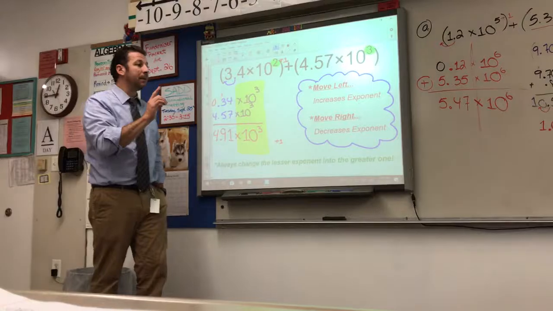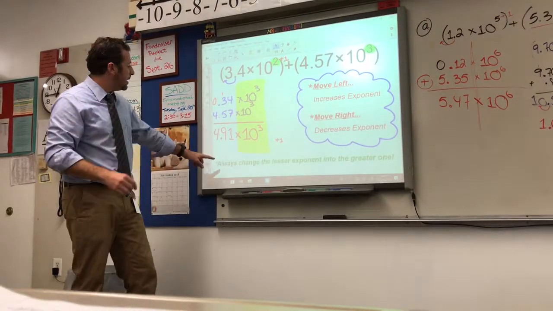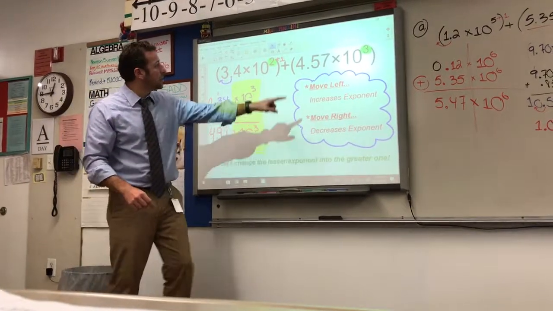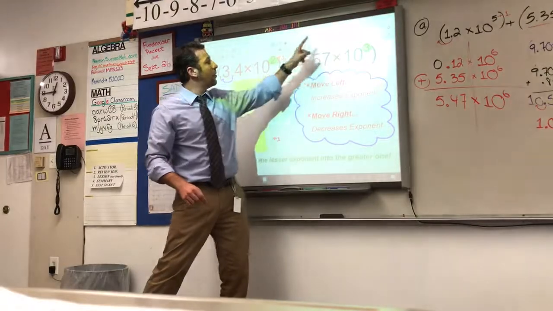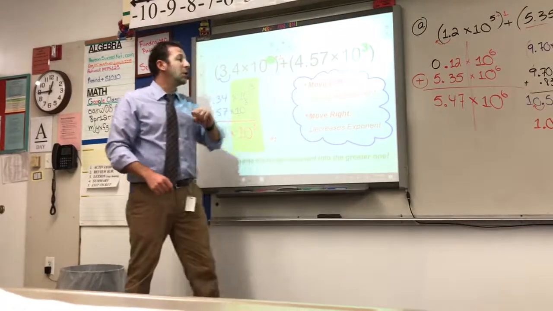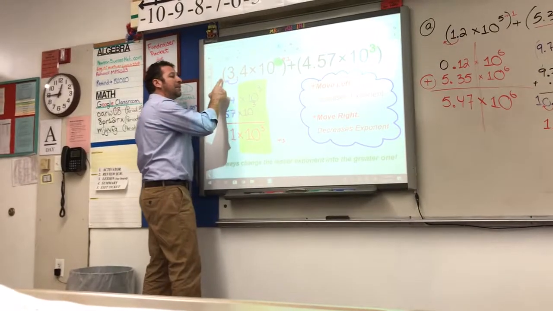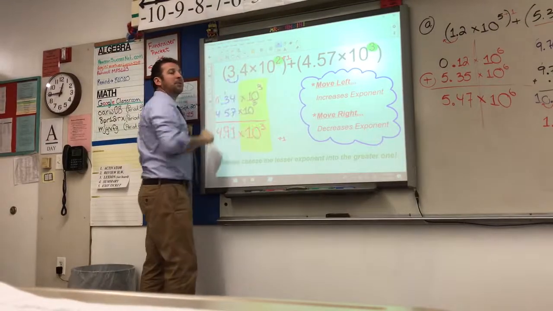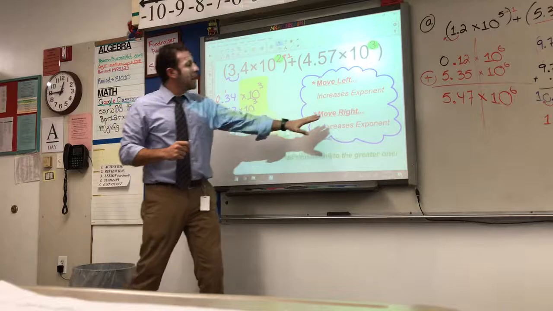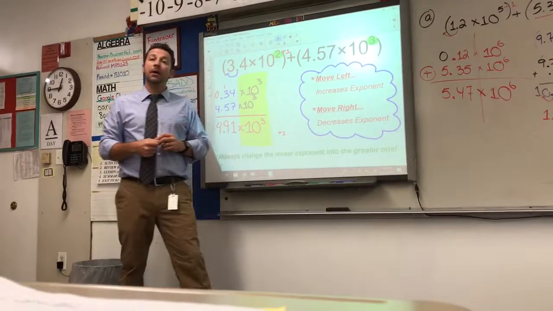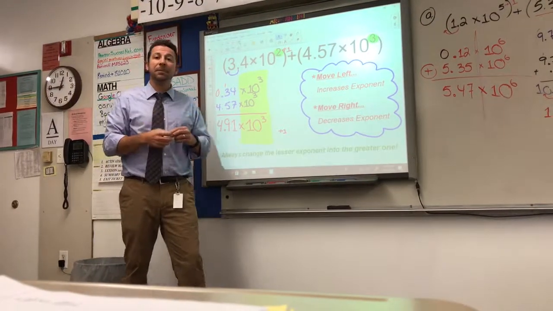Quick thing to remember, okay? To make this easy, let's always change the lesser exponent to the greater one. Also, when moving our decimal, if we're moving our decimal point to the left, that's actually going to increase your exponent by 1. If you move it to the right, it'll actually decrease it by 1. Okay, now we're going to try a couple and see how we do.